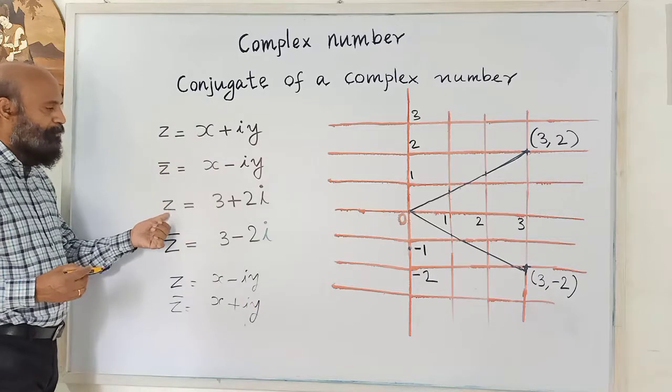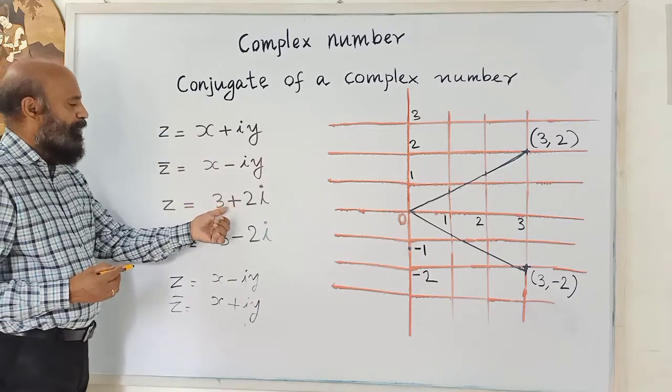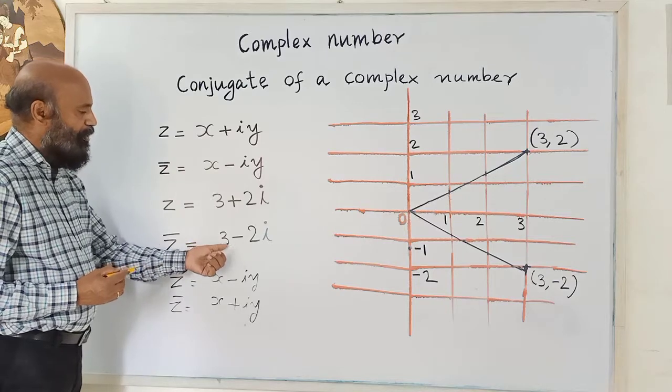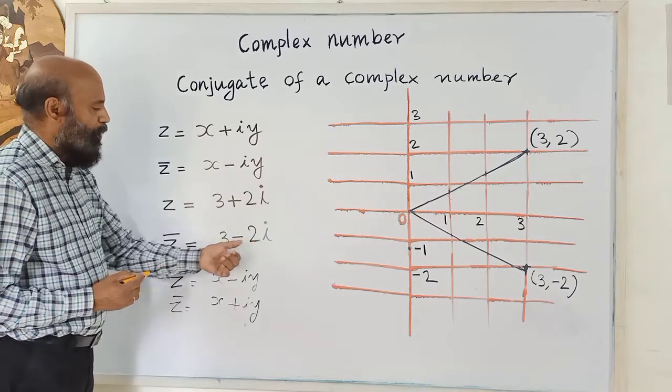Here there is an example. Z is 3 plus 2i. So its conjugate will be 3 minus 2i.